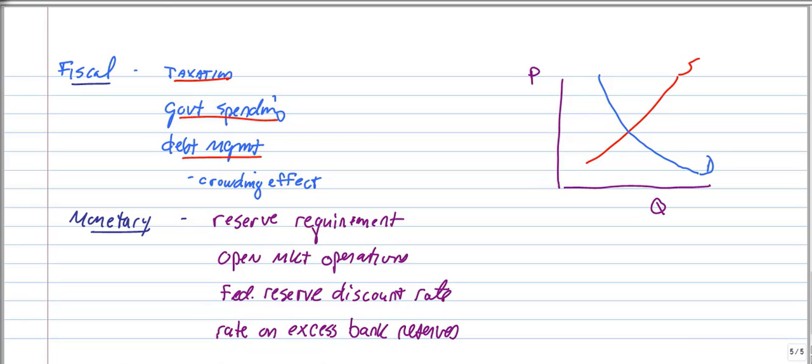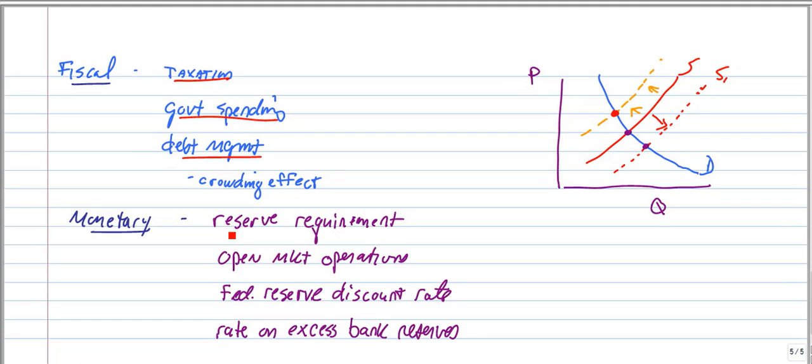If the Fed increases the money supply, that means the supply curve shifts to the right, and you'll notice where the two curves cross is at a lower point. So when the Fed increases the money supply, it's going to decrease interest rates. If, on the other hand, the Fed were to decrease the money supply, now look where these curves cross. They cross at a higher point. And so the price of money, which is the interest rate, would increase.